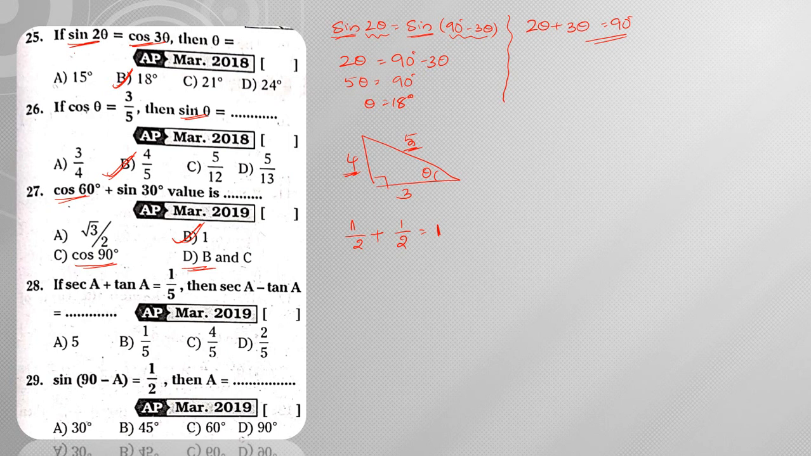Next, secant A plus tan A is equal to 1 by 5. Mostly this type of question is repeated. Next, sin of 90 minus A is equal to 1 by 2. What is sin of 90 minus A? Sin of 90 minus A is nothing but cos A. So cos A is equal to 1 by 2. It is possible when angle A is 60 degrees. Hence A is 60 degrees.